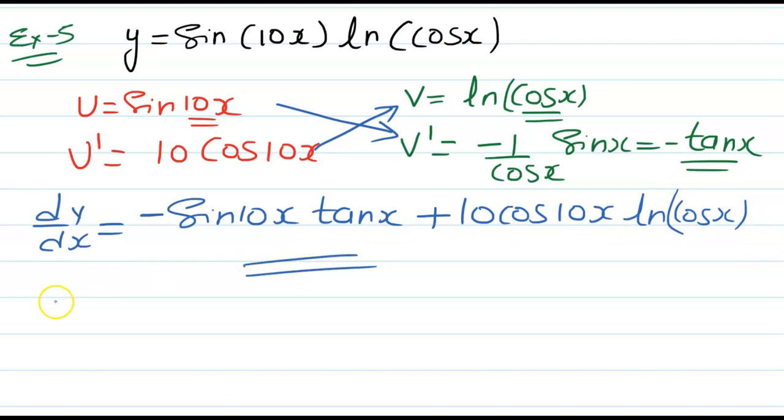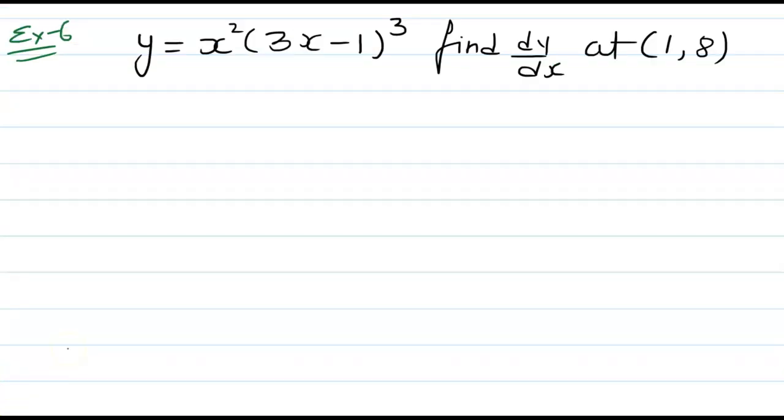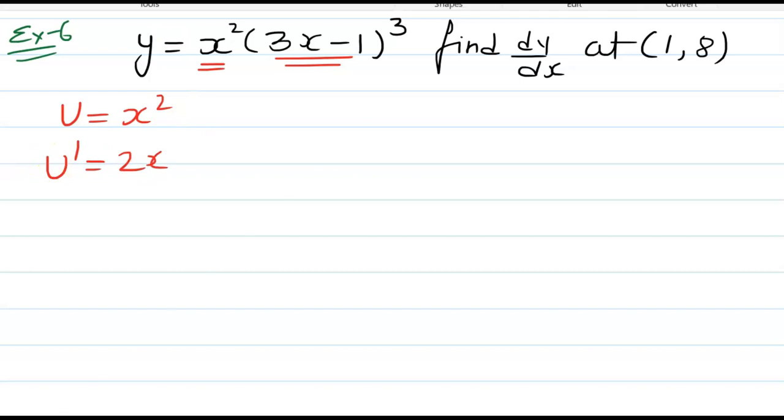Let's go for example 6. In this question, this is the equation of a curve, y equals x square times (3x minus 1) to the power 3, and you need to find dy by dx at the point (1, 8). So basically you need to find dy by dx first. Because there are two functions u and v, we are going to apply the product rule. So u is x square and u dash will be 2x, right? Now next one, v is (3x minus 1) to the power 3.